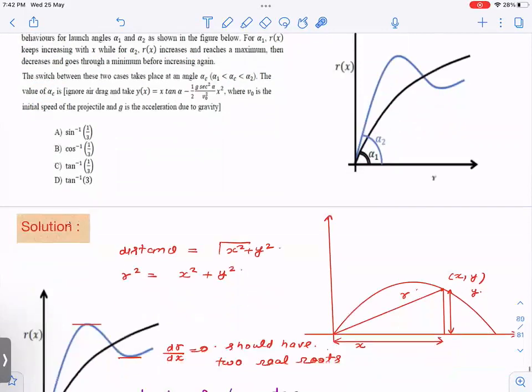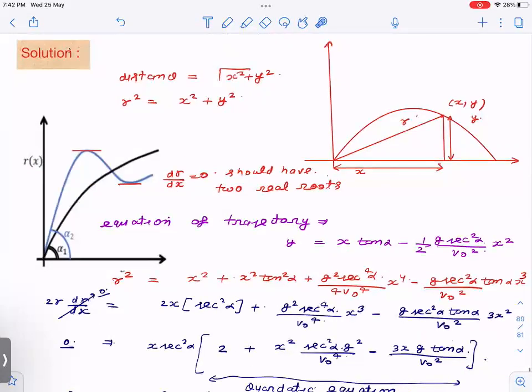Just one point here: the distance is root over x square plus y square, so r square is x square plus y square. Now for these two points to exist, at both points dr by dx would be equal to 0, right? Slope is 0. So dr by dx would have two real roots. That is what I'm going to do now: apply this condition and find the answer.